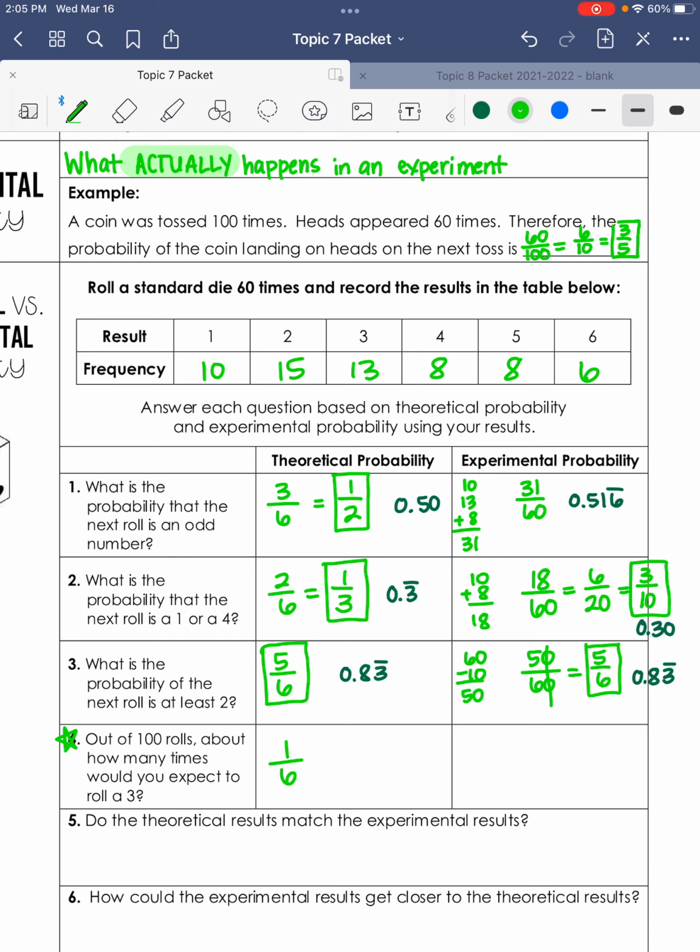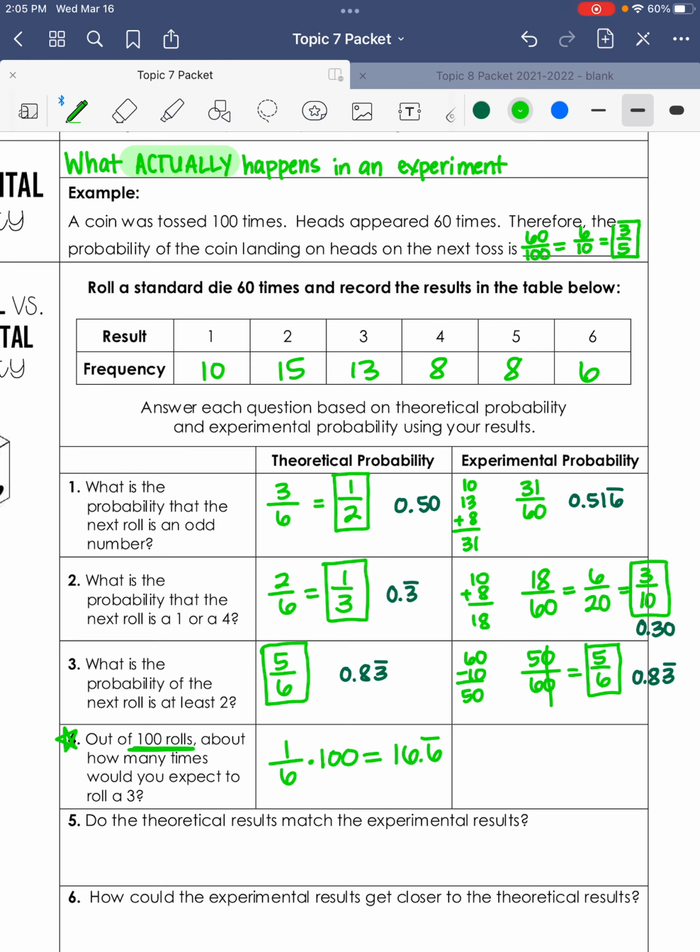So, I'm going to take that and I'm going to multiply that times 100. And I'm multiplying it times 100 because it tells me out of 100 rolls. So, 1 divided by 6 times 100. When I put that into my calculator, I'm going to type it just like that, 1 divided by 6 times 100. And I get 16.6 repeating. So 16.6 repeating.